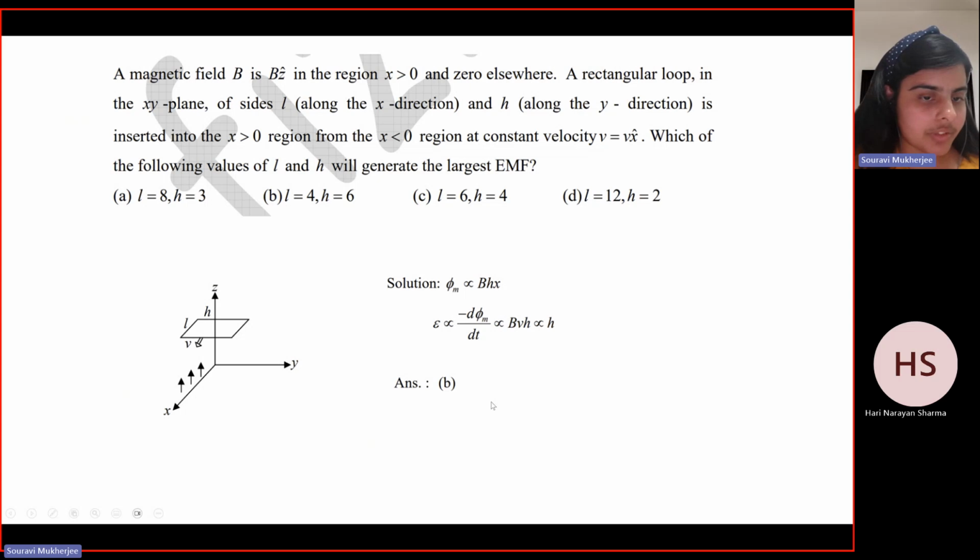This is the same thing that we had discussed about motional EMF: it is the dimension which is along the force. It is not the dimension along the direction of velocity. In most of the cases, we make this mistake. We consider the dimension along the direction of velocity. But it's actually the dimension along the direction of force which contributes to the EMF. So in this case, the answer will be B.